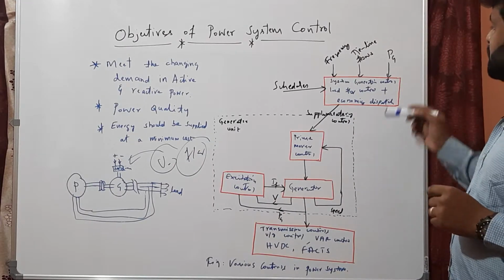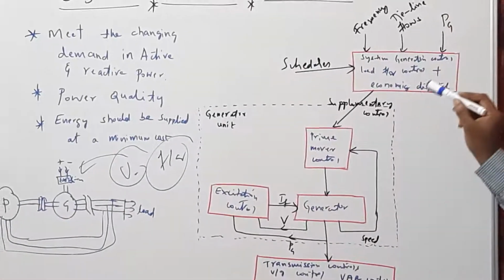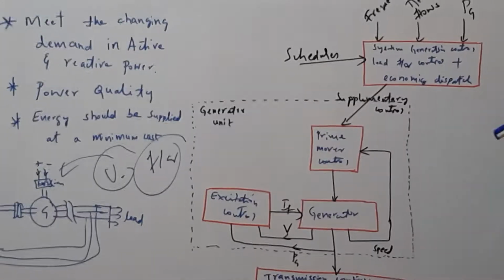Coming here, this block represents system generation control: load frequency control plus economic dispatch.